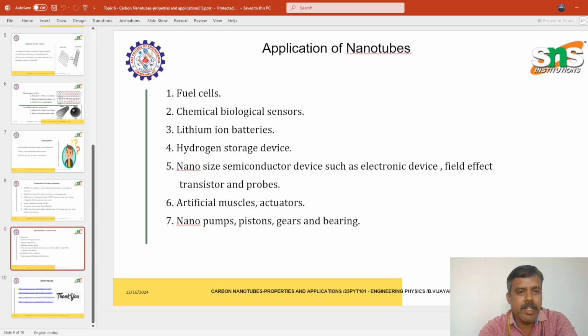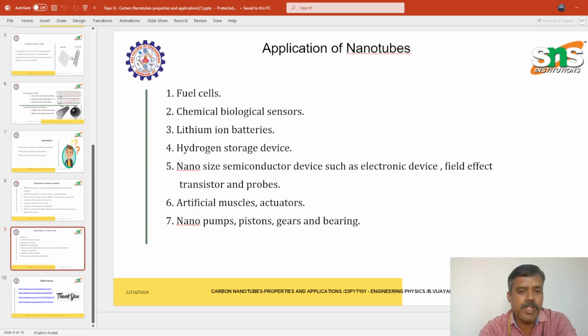They are used in the human body. Then the lithium ion battery, which we use nowadays for high energy storage; it is made up of nanotubes, especially carbon. Then hydrogen storage devices are also made up of nanotubes. Nano size semiconductor devices form new electronic devices such as field effect transistors and probes. Then artificial muscles and actuators.